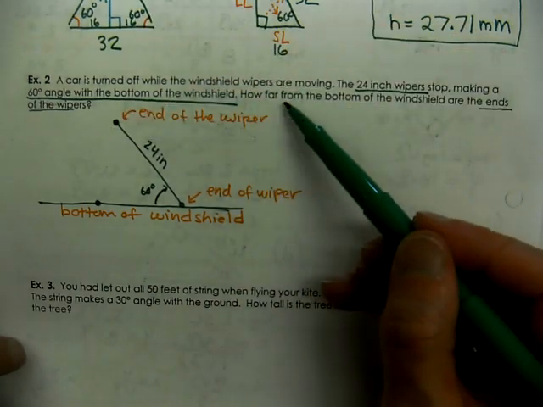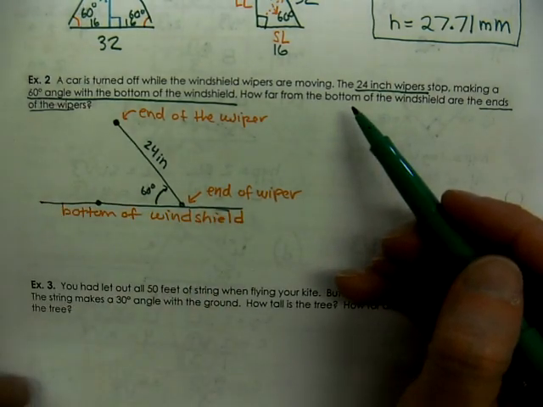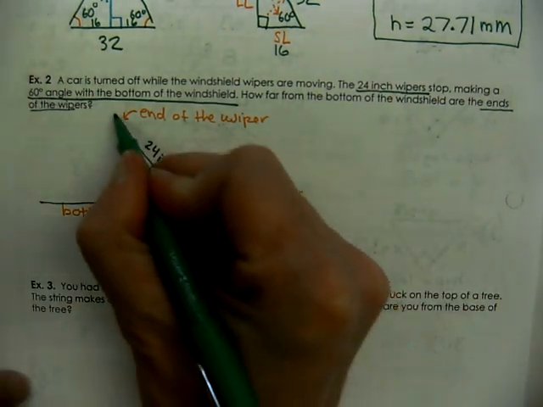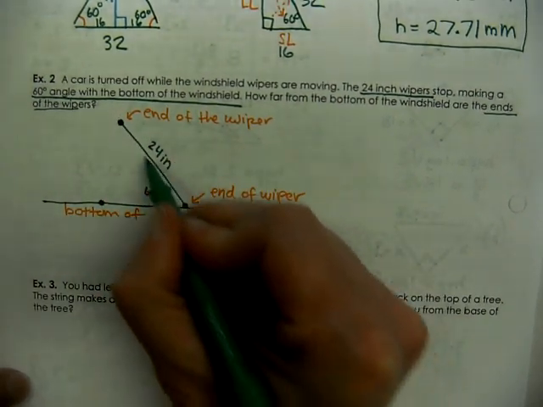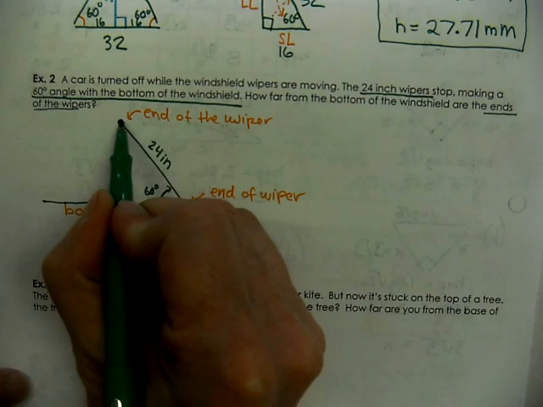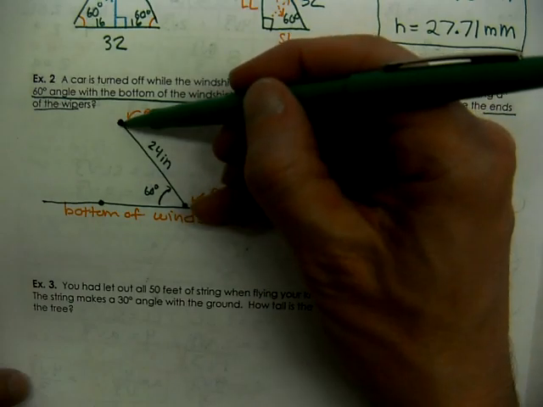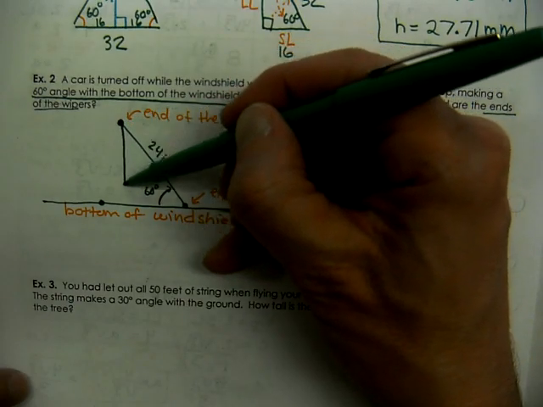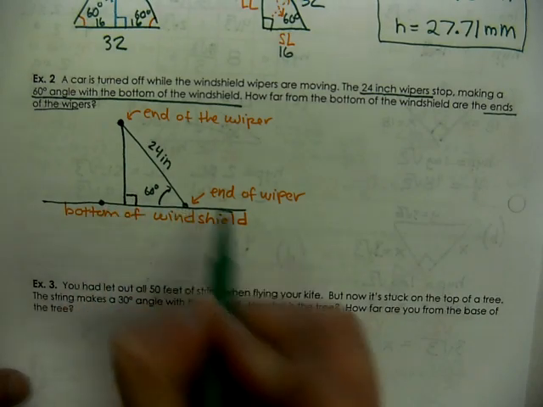Now when it says how far from the bottom of the windshield are the ends, we don't mean this distance. That's not what we're talking about, because when you're talking about the distance to the bottom of that windshield, you want the shortest possible distance, and the shortest possible distance is a direct path that leads you in a perpendicular connection to that bottom of the windshield.